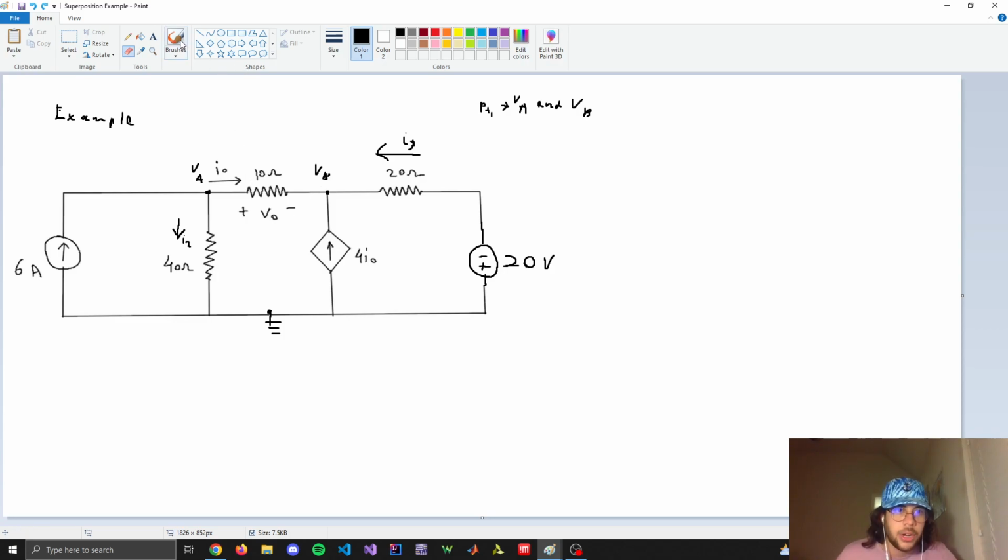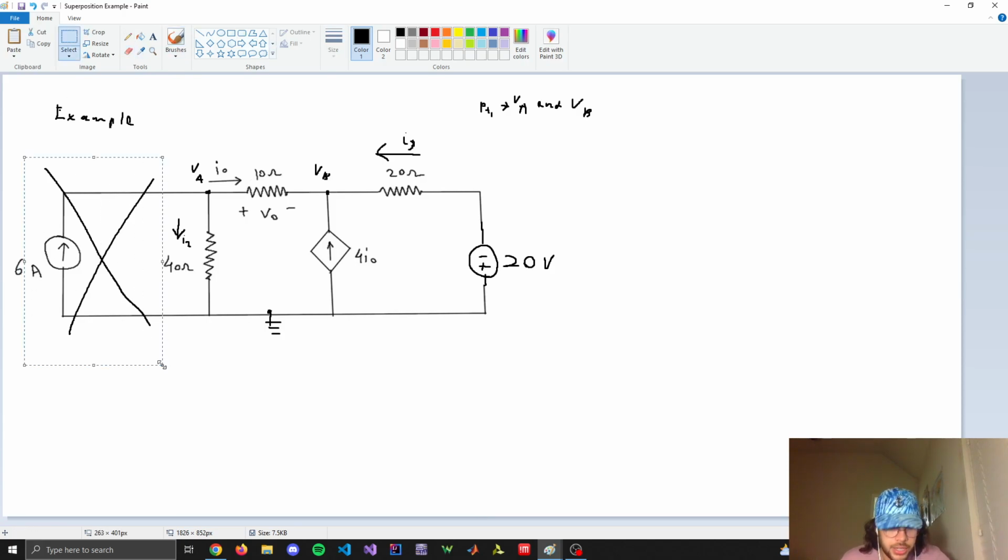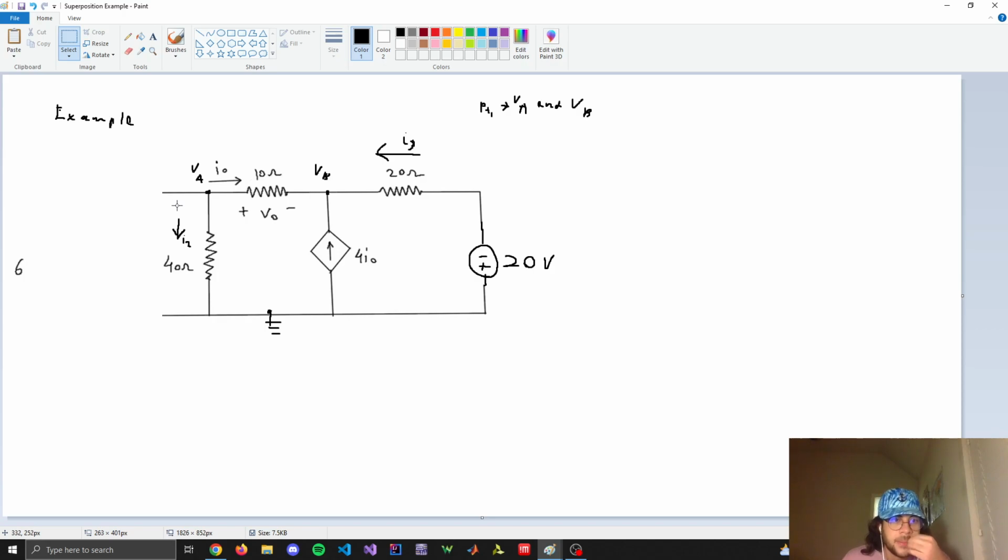Yeah, so the second part would be to zero this current source by making it an open circuit. And so you realize when we make this current source an open circuit, that just deletes this whole part of the circuit, but we'll still have this resistor here. So we're just going to take this whole chunk of the circuit, and it's non-existent. So these branches are gone too.